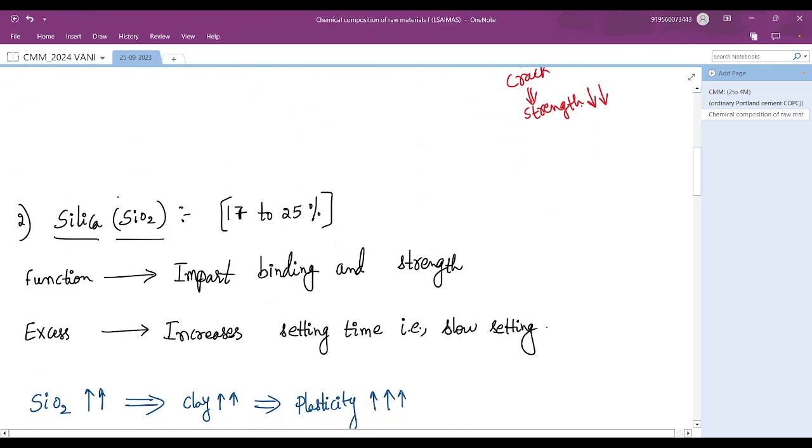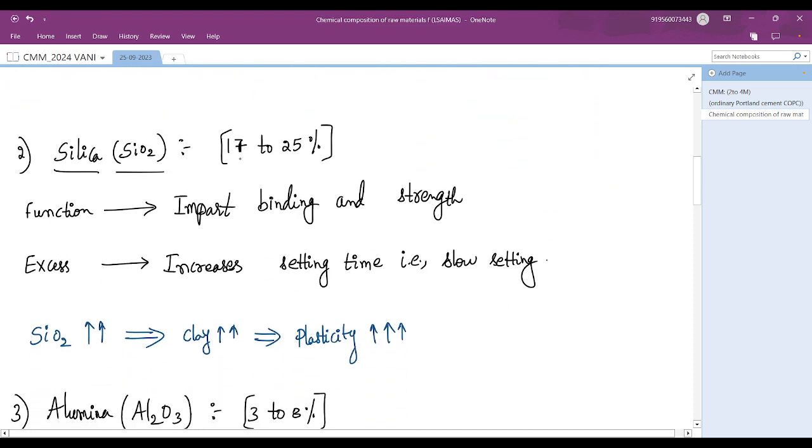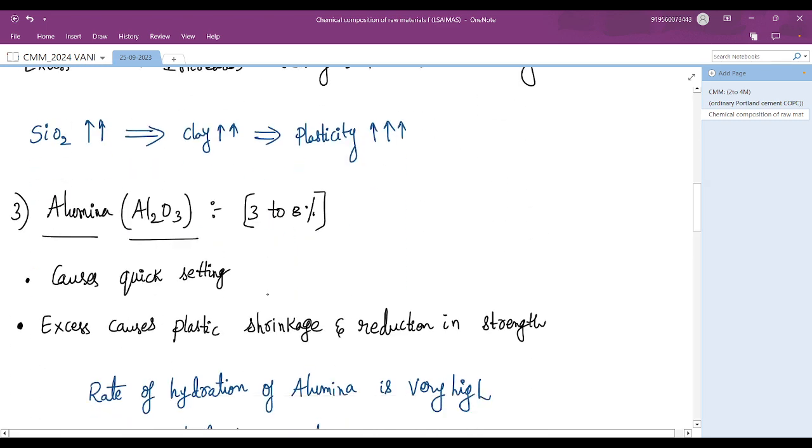Later, coming to the silica, silica is present in 17 to 25%, which also imparts binding and strength. Therefore, both silica and lime combinedly impart binding and strength to the cement. And for that strength to be produced in the cement, they require iron oxide. Please make a note of that point as well. Now, the excess of silica will increase the setting time. The reason I explained. Now, coming to the alumina, it is present at 3 to 8% and causes quick setting.